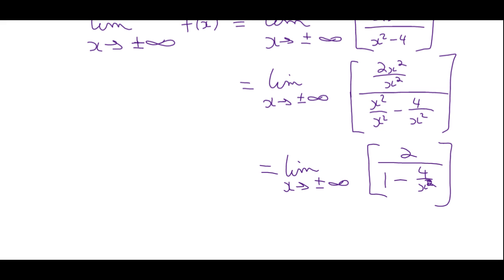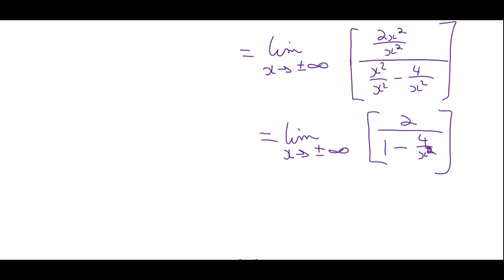Okay, so what happens to this term? x squared gets really, really big. 4 over the square of a really, really big is really, really small, or 0. And it's x squared, so it doesn't matter if it's plus infinity or minus infinity. This is going to be a small positive. Well, in a sense, that doesn't matter because it's going to 0 anyways. So this is 2 over 1 minus 0, which is 2 over 1, or 2.